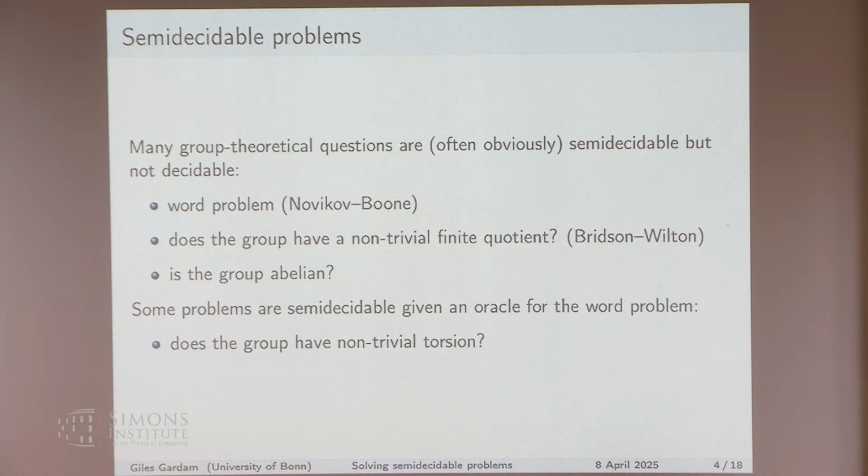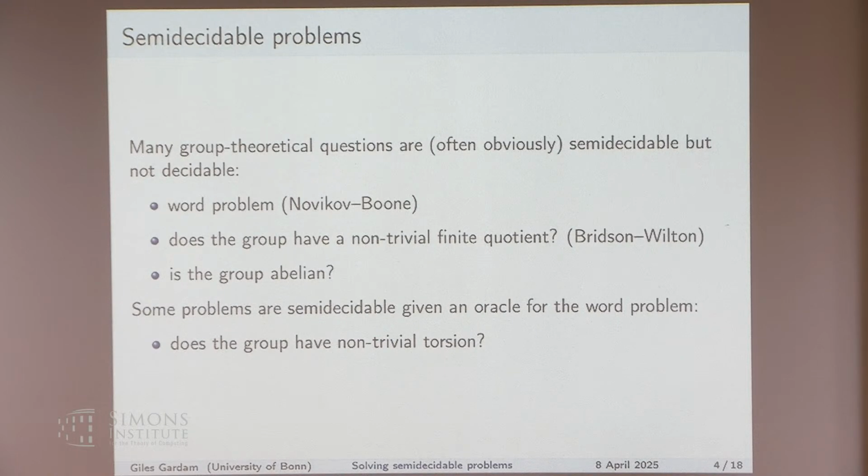So for example, asking, does the group have some non-trivial torsion? So an element that's non-trivial but has some positive power that is the trivial element. And so Lempp showed that neither direction of this problem is semi-decidable. But if I have an oracle for the word problem, then I can just enumerate words, check if they have some positive power that's trivial using the easy direction of the word problem. And then I can use the oracle for the word problem to check that something really is non-trivial.